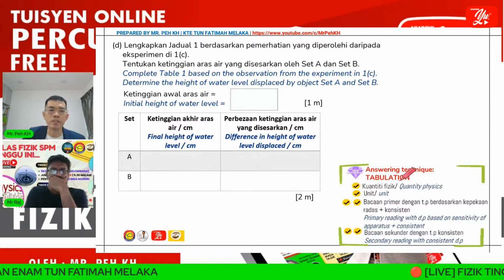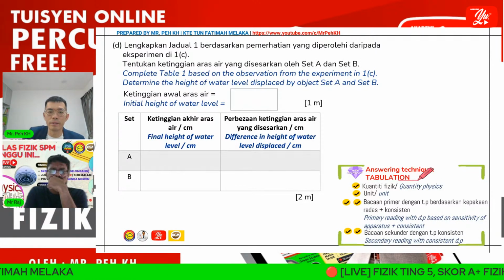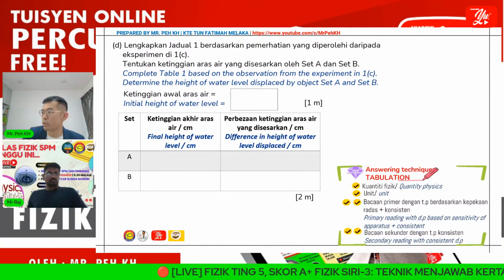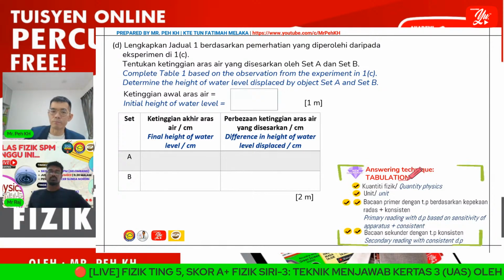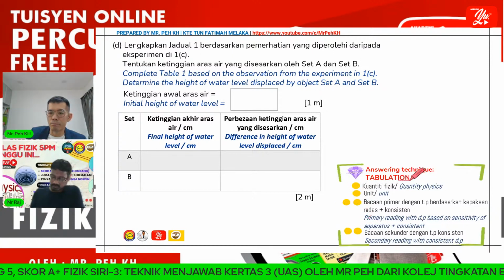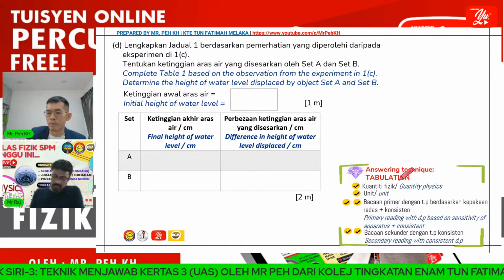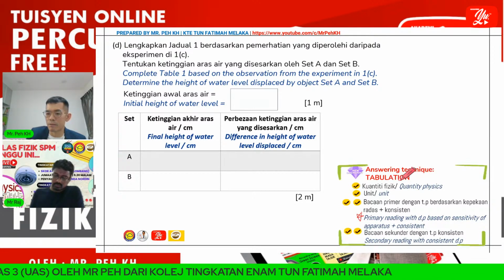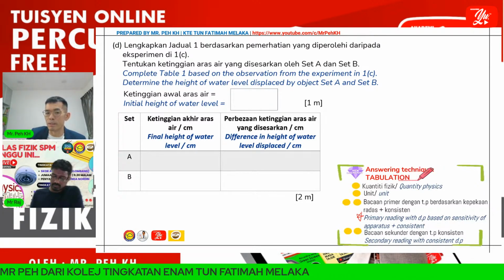Okay, so the unit is also prepared already. So where is in CN? That means the first 2 items do not need to be given already. And then the important thing here is the primary reading with decimal place based on the sensitivity plus consistency. Normally it will be 2 marks here.